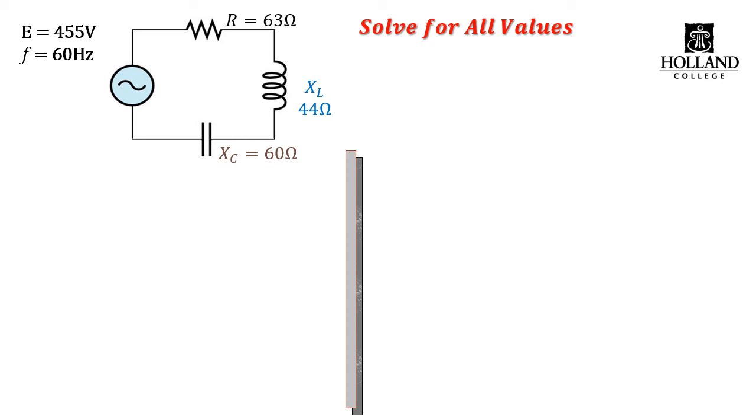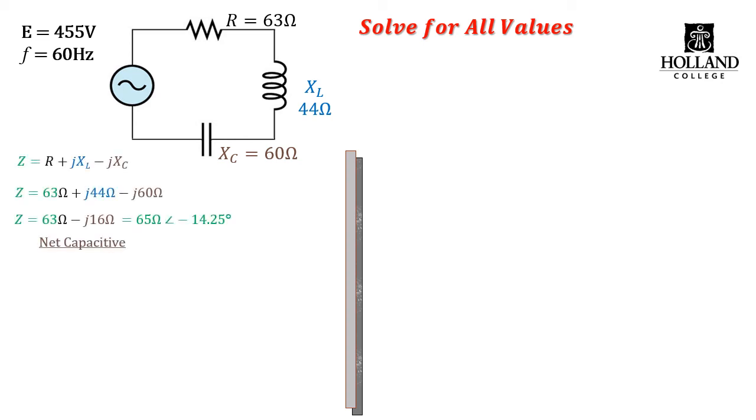With our individual ohms, when we vector sum them together, we end up with a result of 65 ohms at minus 14.25 degrees. Our capacitance has more influence than our inductance, so we have a net capacitive circuit. Because it's a net capacitive circuit, that means we'll end up with a current of 7 amps at a leading 14.25 degrees.